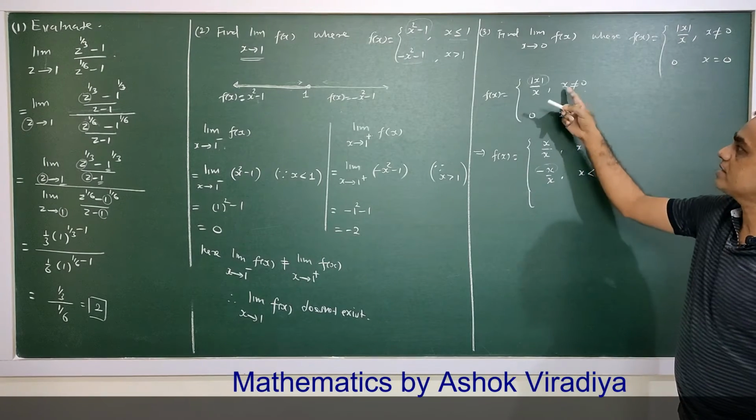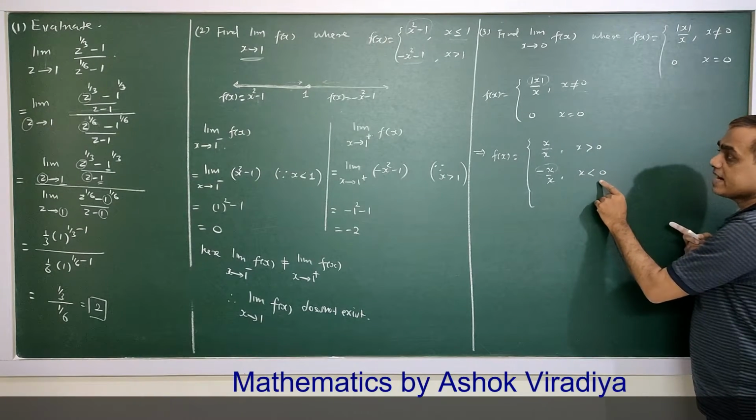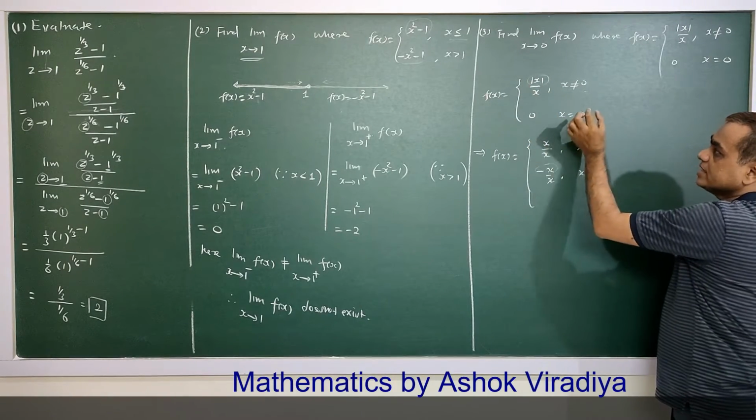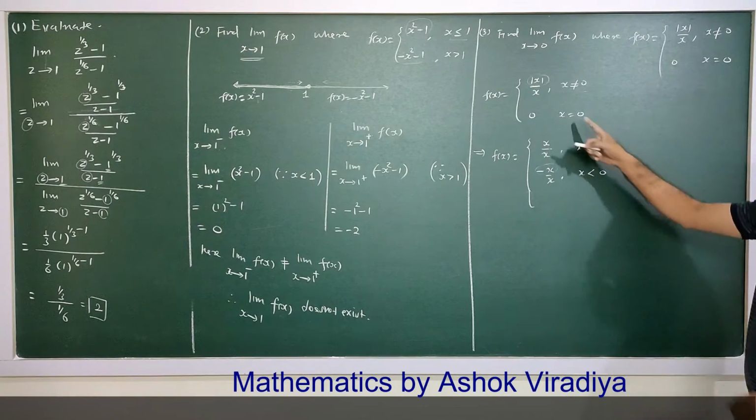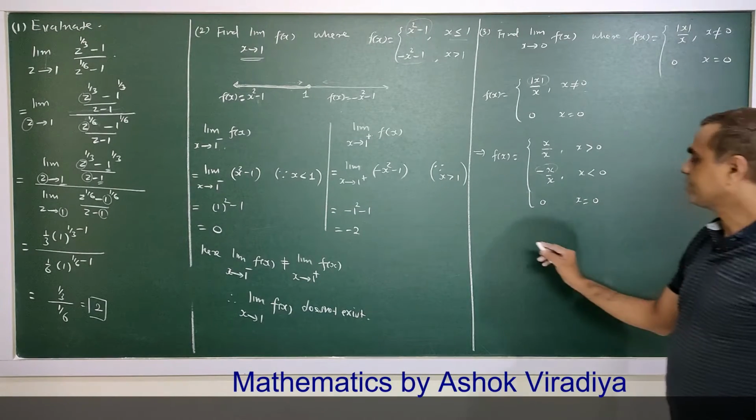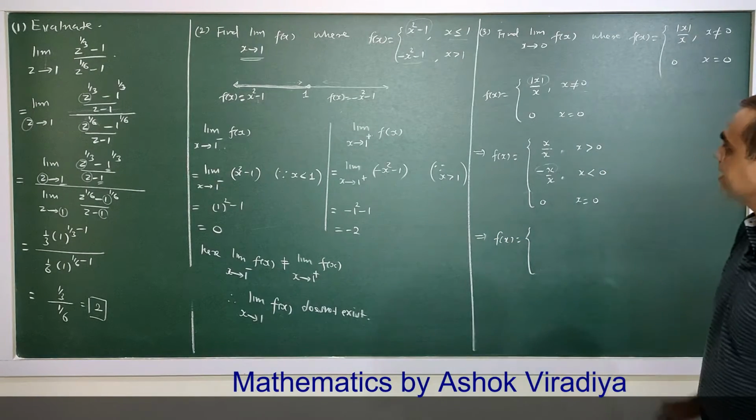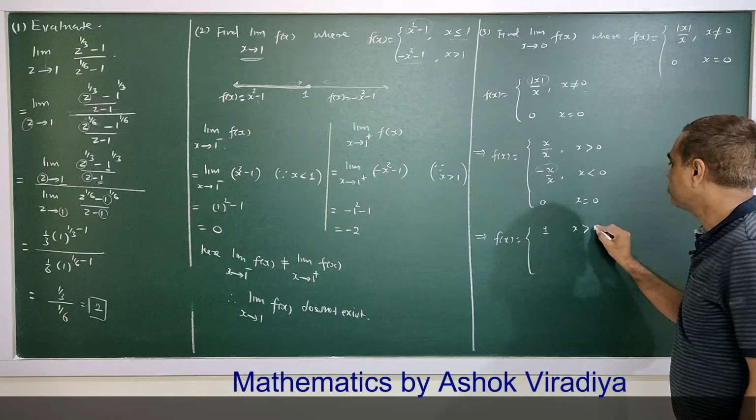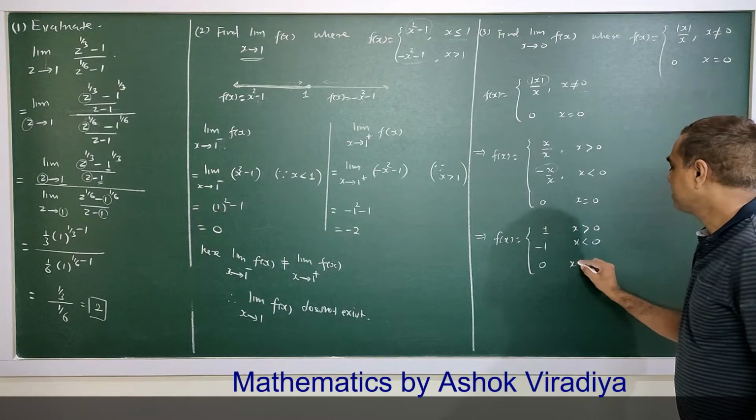X is not equal to 0, it means x can be positive, x can be negative. If x is positive, put mod x equal to x. If x is negative, put mod x as minus x. This statement as it is. So that means f(x) equals, we are getting this formula in simple form: 1 if x is more than 0, minus 1 if x is less than 0, and 0 if x equals 0.